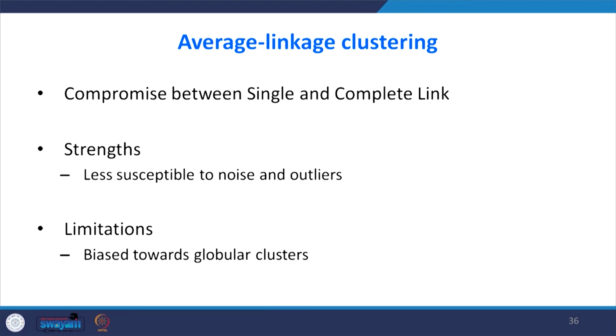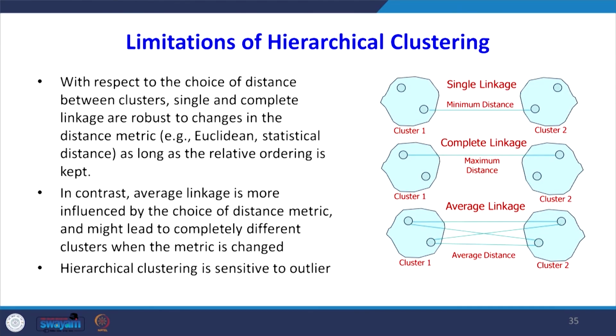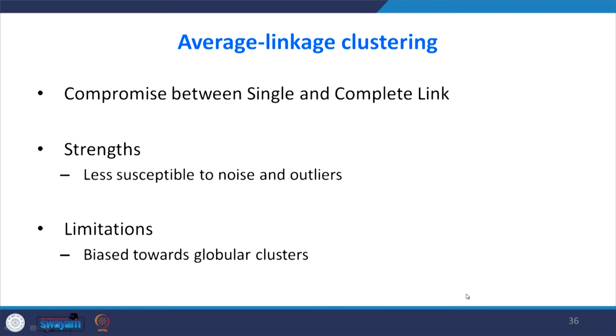Then when will you go for average linkage clustering? What is the example of average linkage clustering? This one. You see that all the distances are connected, then they find the average. It is a compromise between single and complete link. The strength of average linkage clustering is that it is less susceptible to noise and outliers. The limitation is that it is biased towards globular clusters. So, when we use average linkage clustering, many times the cluster may be of a spherical shape.